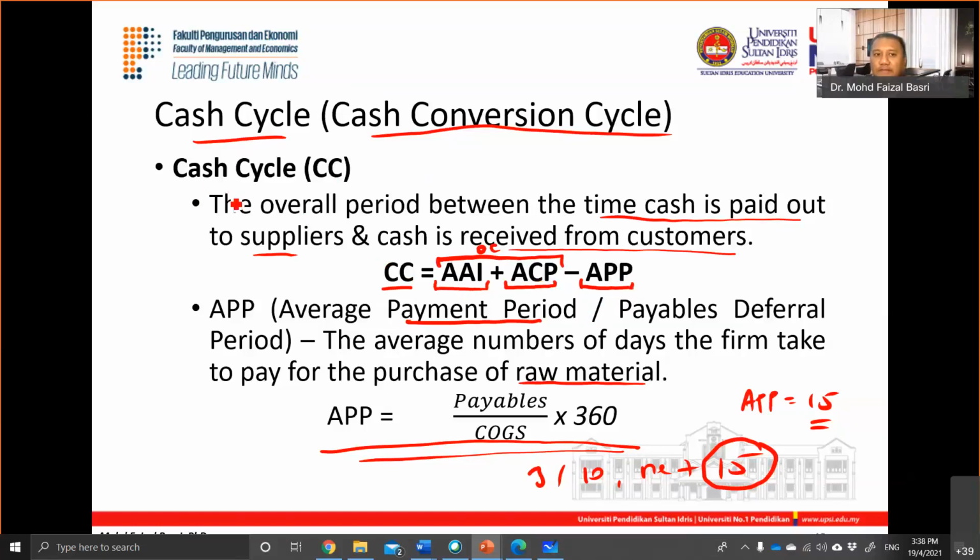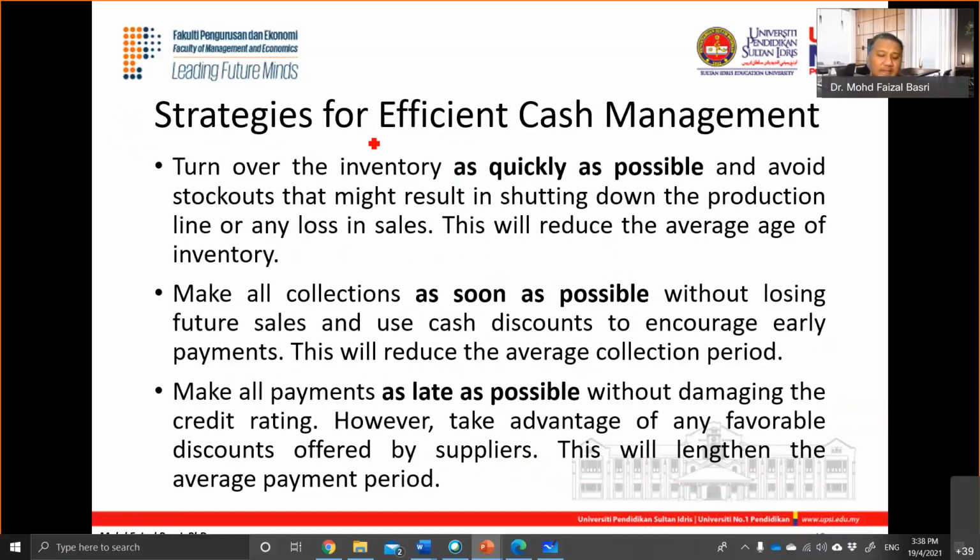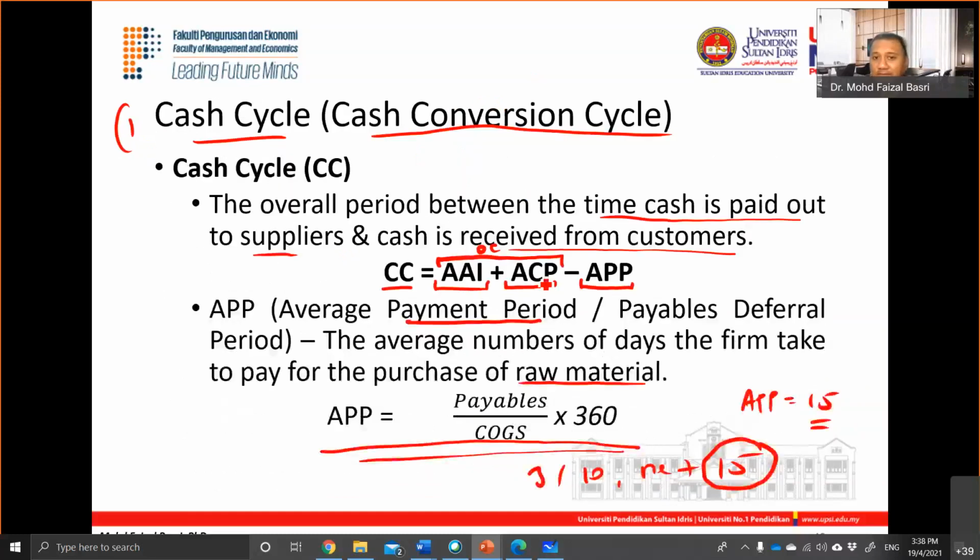Okay, so once you have the cash cycle, we're going to move on to the second formula, which is the cash turnover. But before we go to the cash turnover, these are some strategies that can be used in order to get the best of our cash management. Remember, we have three items: AI, ACP, and APP.